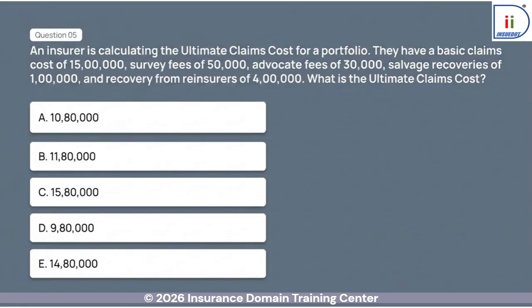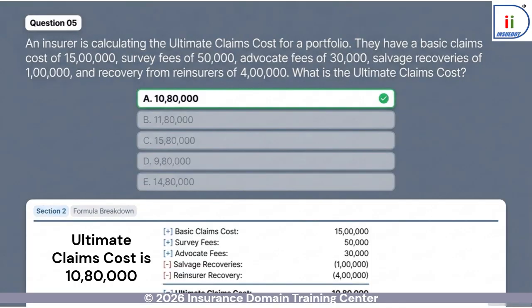Have you chosen the answer? Pause the video if you need some more time. The correct answer is option A, 10 lakhs and 80,000. Ultimate claim cost is claims cost plus survey fees plus advocate fees minus salvage recoveries minus recovery from reinsurers. So in this example, ultimate claims cost is equal to 15 lakhs plus 50,000 plus 30,000 minus 1 lakh minus 4 lakhs, which is equal to 10 lakhs and 80,000.